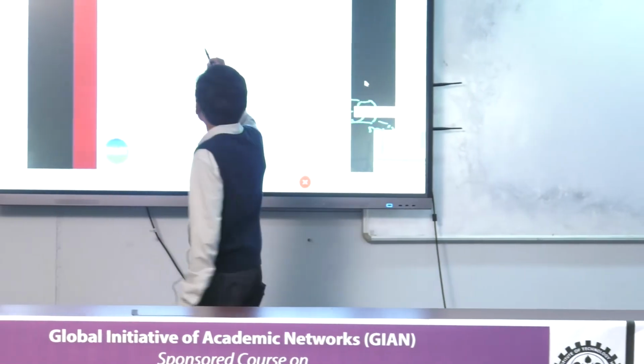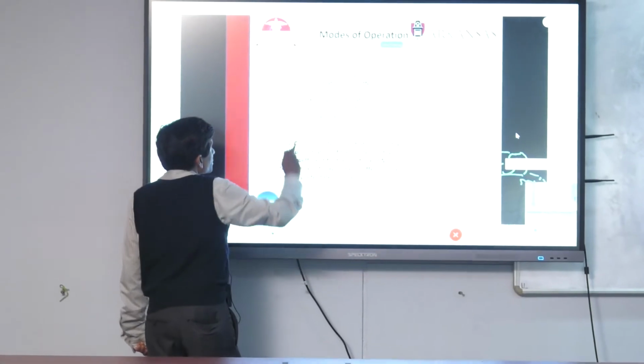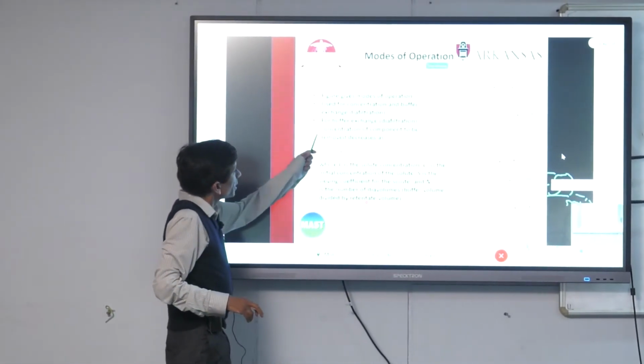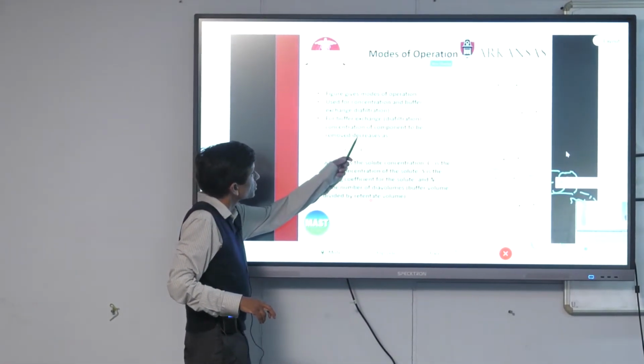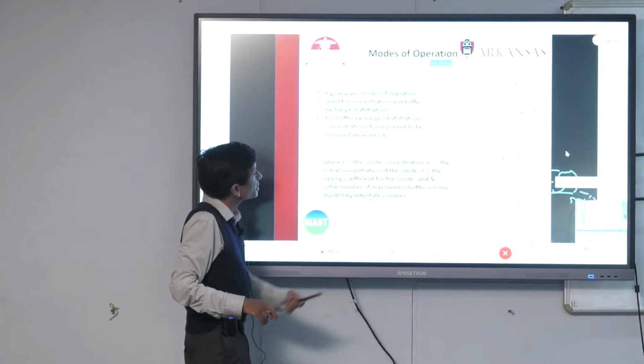Actually, it says here, the figure gives the modes of operation used for concentration and buffer exchange diafiltration. For buffer exchange diafiltration, the concentration of the component to be removed decreases as follows.